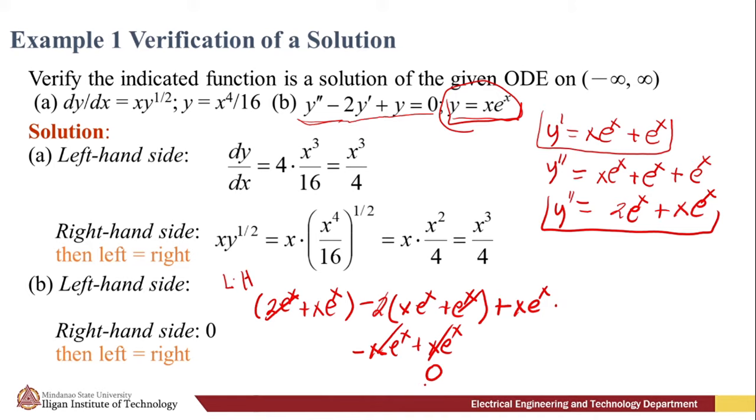Then ang right hand side ng differential equation natin, based here sa ating example, is equal to 0. So 0 equals 0. Hence, this differential equation reduces to an identity, which is 0 equals 0. So the function y equals x e raised to x is a solution for the given differential equation y double prime minus 2y prime plus y equals 0.